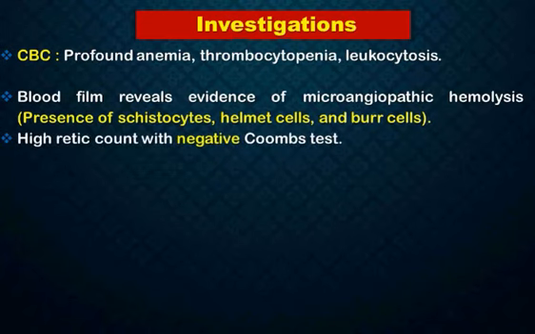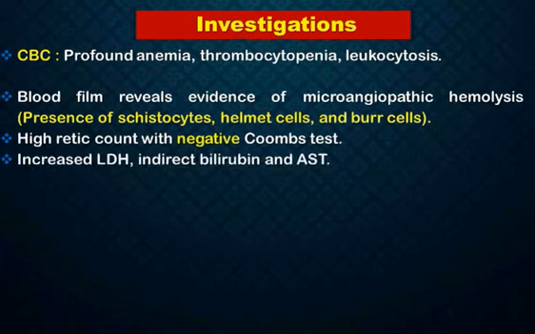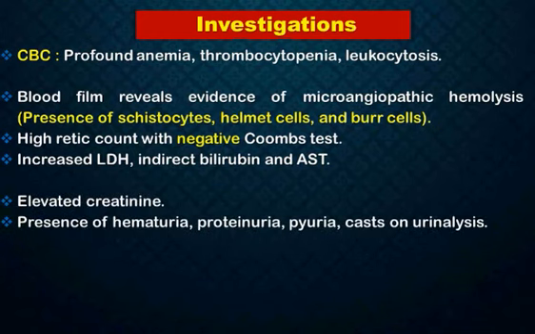Retic count will be high because this is hemolytic anemia. But of course, the Coombs test will be negative because this is non-immune-mediated hemolytic anemia. Increased LDH because this is a marker of inflammation. Indirect bilirubin and AST can be increased in any inflammation. Elevated creatinine, of course, because we are talking about acute kidney injury. Presence of hematuria, proteinuria, pyuria, and cast on urine analysis. Pyuria, it means the pus cell inside the urine.